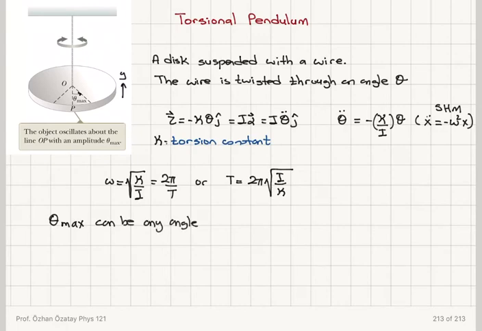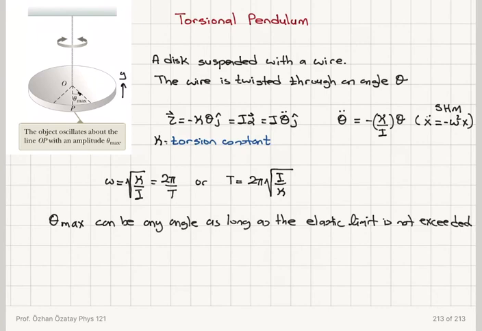So what is interesting here is that this theta maximum can be any angle as long as the elastic limit is not exceeded. What does elastic limit mean? If you twist the wire too much, you're going to cause a damage to the wire, and it will be an irreversible damage. We call that plastic deformation of the wire.